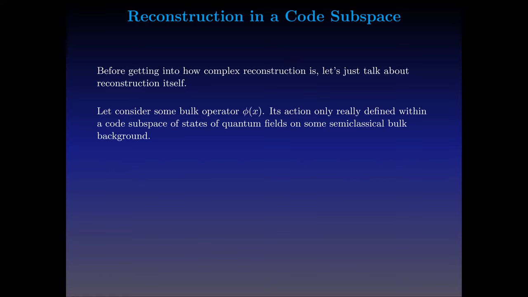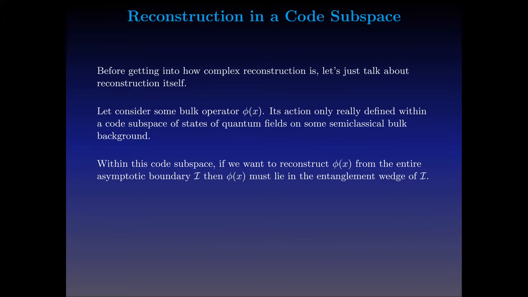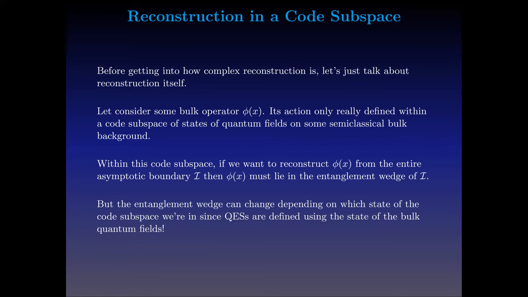If we consider some bulk operator, phi of x, its action is really only defined within some subspace of states of quantum fields on some semi-classical bulk background. So this is specifically for a bulk operator. Within this subspace of states, this code subspace, if we want to reconstruct phi of x from the entire asymptotic boundary, then what has to be the case is that it lies in the entanglement wedge of the asymptotic boundary. The important point here is that the entanglement wedge can change depending on which state of the code subspace we're in, since quantum extremal surfaces are defined using the state of the bulk quantum fields. So if you imagine you have some kind of a jump in the quantum extremal surface, depending on which state in the code subspace you're in, then whether you can reconstruct phi of x or not will depend on which state you're talking about.